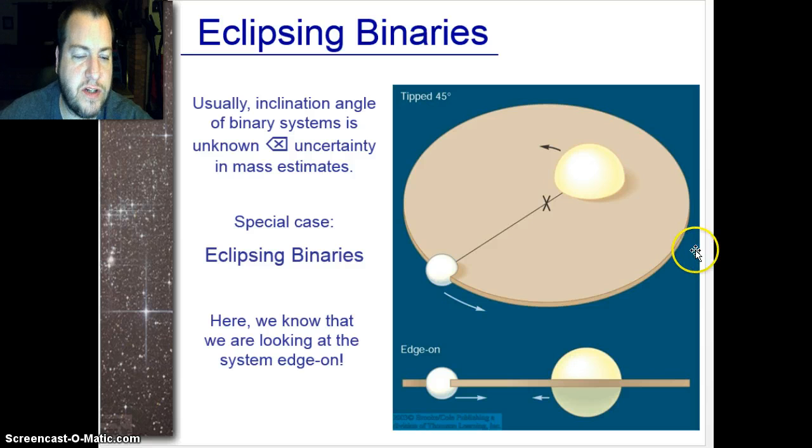Alright, now this is an interesting one. These are called eclipsing binaries. Usually the inclination angle of a binary system is unknown. We don't know. So there's a certain bit of uncertainty because of this distance, because it's tipped 45 degrees. This distance is going to appear a little bit different to us. With eclipsing binaries, we know we are looking at those on an edge-on system. Like if we were to take a CD and look at it edge-on.